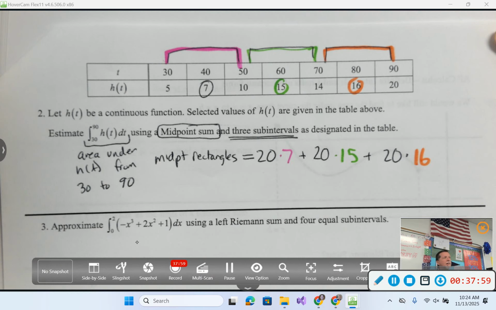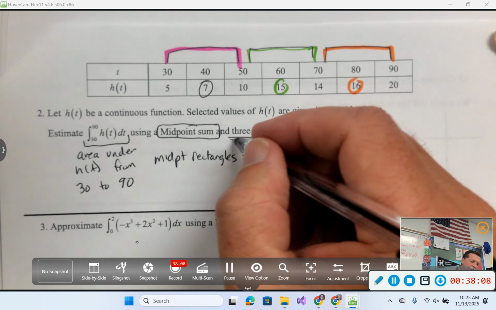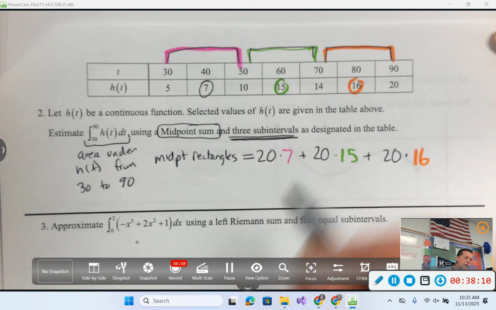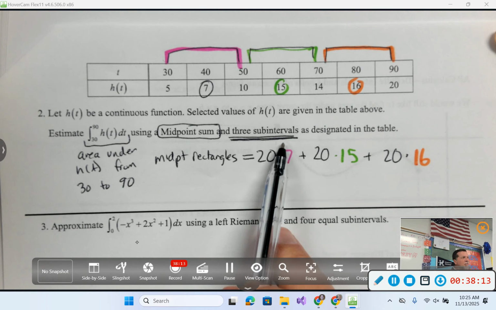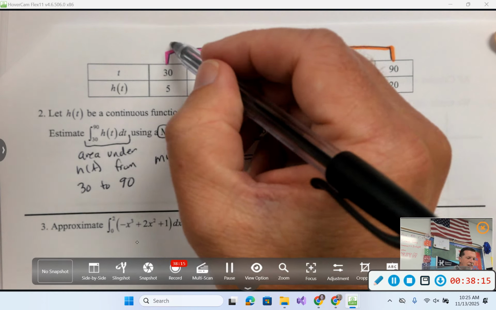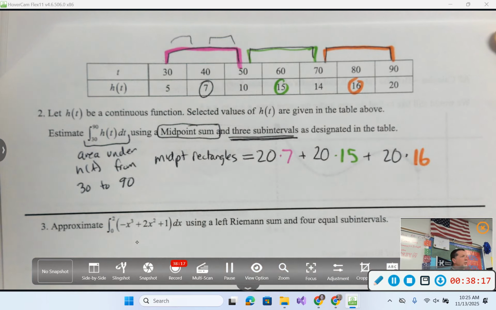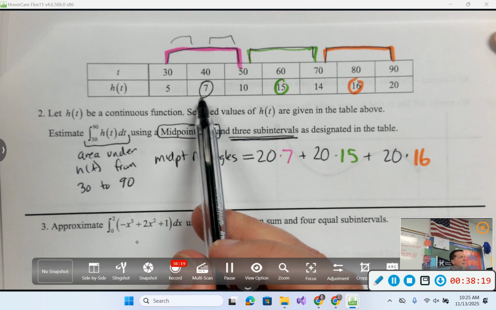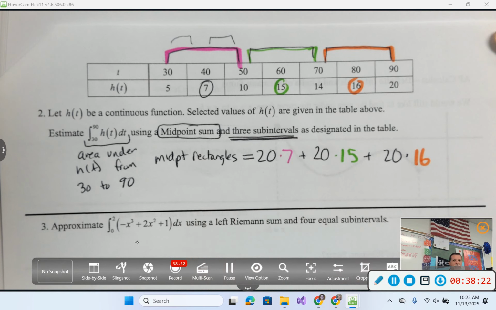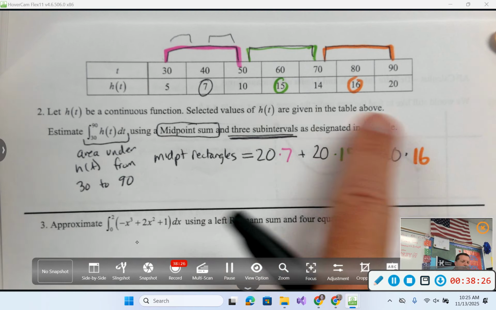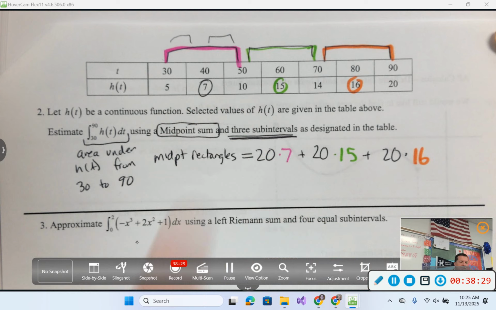Sophia? Doesn't midpoint, will it always give you like 7 or how many to use? Yes, that's a good question. Because if it had asked for 6 subintervals, like here to here, here to here, we wouldn't be able to do it because we don't know what the midpoint is. So that fits with your question: they'll tell you how many to use, and it'll look like very few because they've got to give you the midpoint plus the other points.